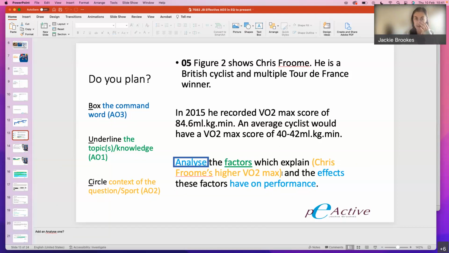Just a bit of a quick recap on the fact that for evaluate as the command word, when you book it, it's essentially those 3 steps: box, underline, circle. And because evaluate is forming a judgment, that's quite clear what you're then doing for your say why.